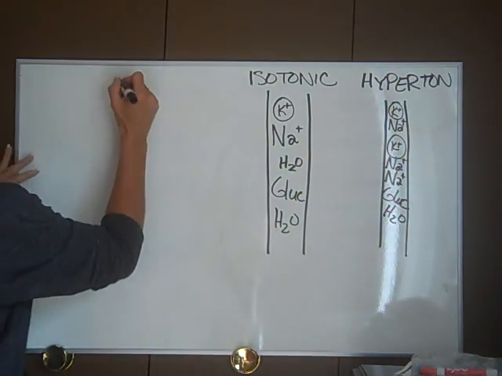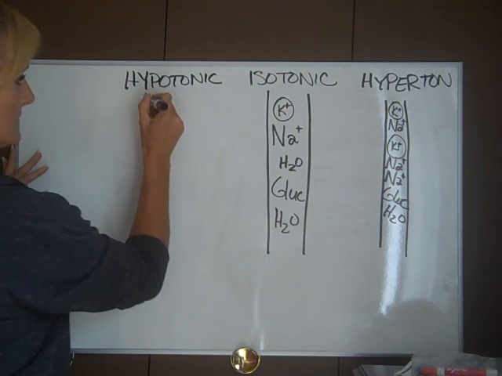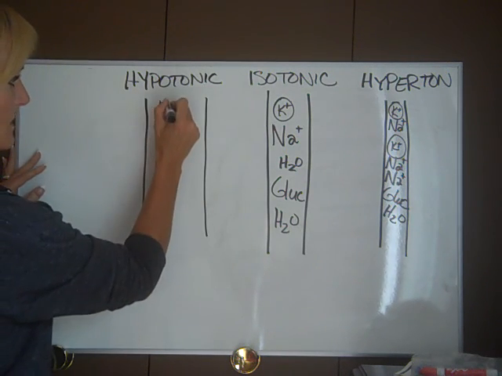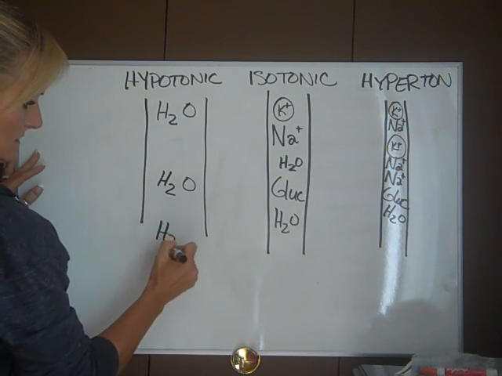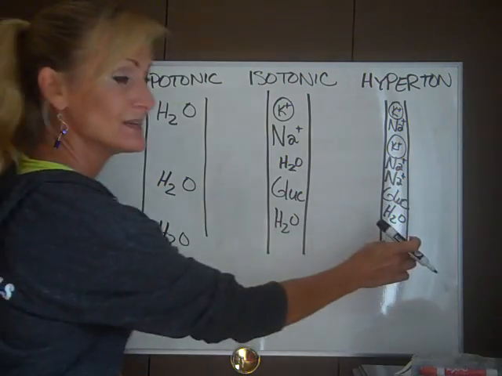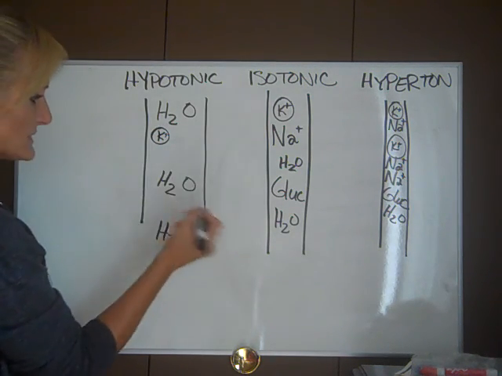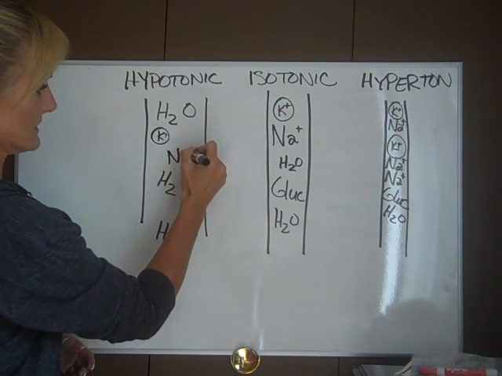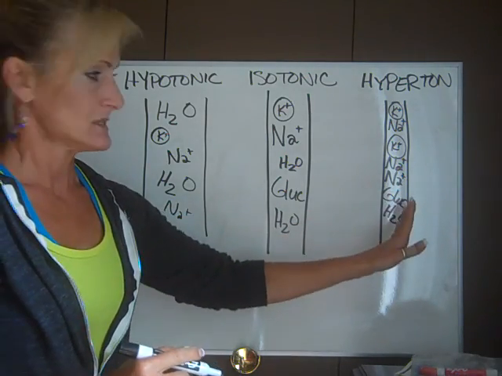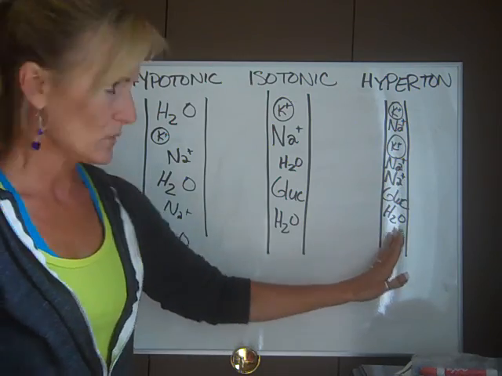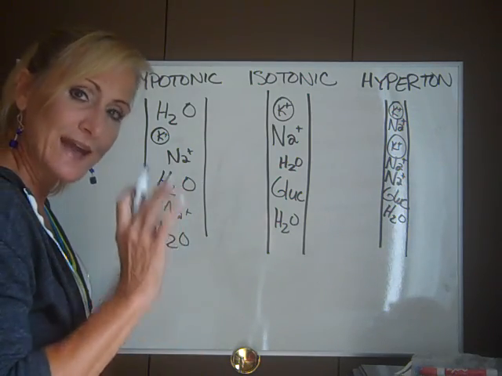And then the other choice is hypotonic. In this condition, now we have too much water. This person is hypervolemic. This person is hypovolemic. So this person has some potassium, maybe a little bit of sodium, like this. This is hypertonic, too many solutes, not enough water. This is a nice homeostasis person. This person has too much water, not enough solutes.